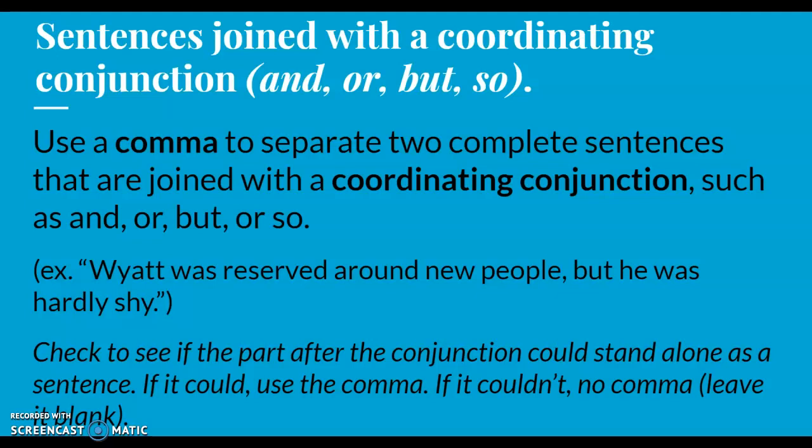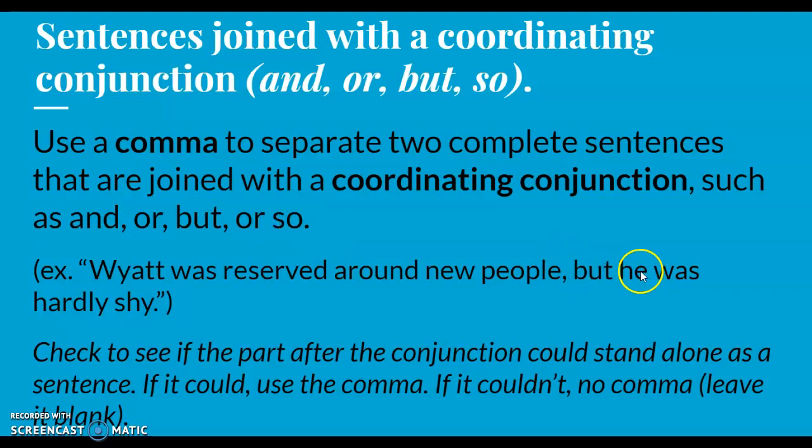There are two things to look at here. We use a comma to separate those two complete sentences if and only if the part after the conjunction is a complete sentence. So if we look at the example here, why it was reserved around new people, that can stand alone as a sentence. But there's our conjunction. The coordinating conjunctions are the words like and, or, but, or so.